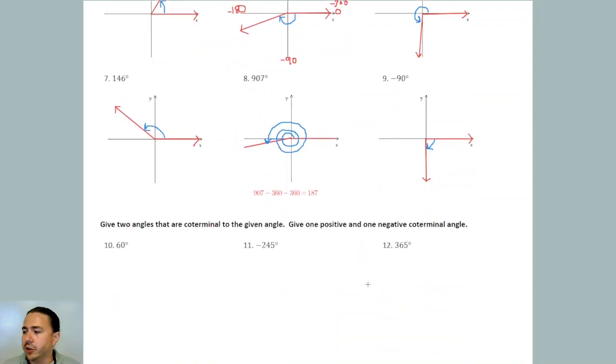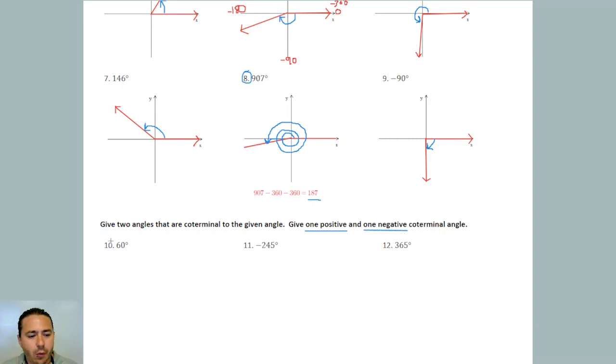And then the last thing we're going to do down here is find 2 angles that are coterminal to the given angle. So let's go back to number 8 just for a moment. We found a coterminal angle, 187, was coterminal to 907. That whole strategy of either adding or subtracting 360 to figure out where the terminal side's supposed to be is pretty much what we're going to do here to find the coterminal angles. And it says give 1 positive and 1 negative coterminal angle.